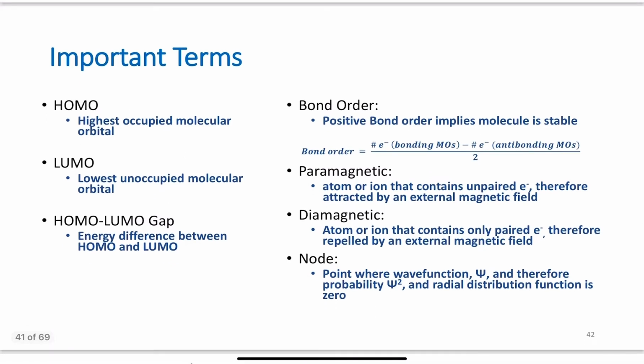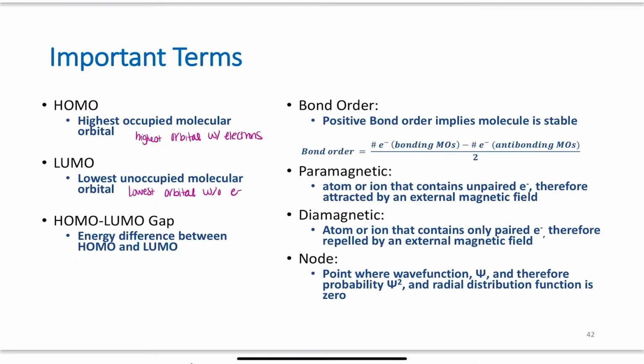Some terms you just need to know. HOMO LUMO, your HOMO-LUMO gap. HOMO is your highest occupied molecular orbital. What is the highest orbital I have that electrons actually reside in? LUMO, your lowest unoccupied molecular orbital. It's your lowest orbital, lowest meaning in energy, without electrons. And your HOMO-LUMO gap is the energy difference between HOMO and LUMO.